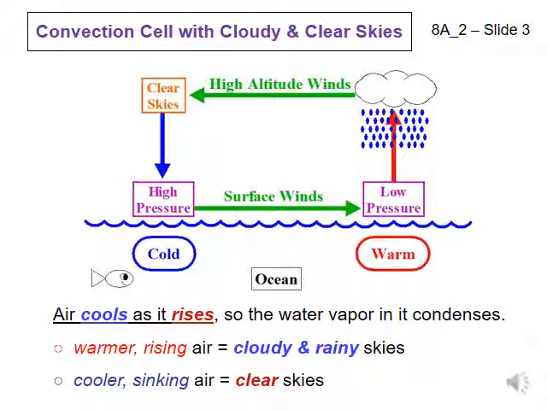The sinking air at the cold spot will have little or no water vapor, because the water vapor was lost at the warm spot when it condensed into clouds and rain. In addition, the air at the cold spot warms as it sinks, due to the increase in pressure. So, clear skies will be more common above the cold spot.